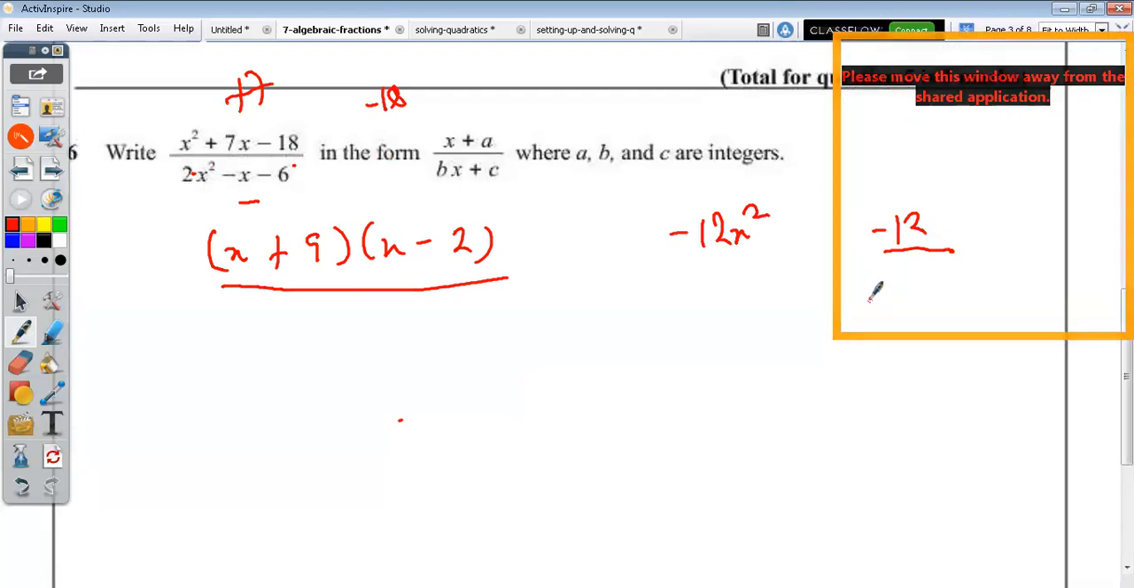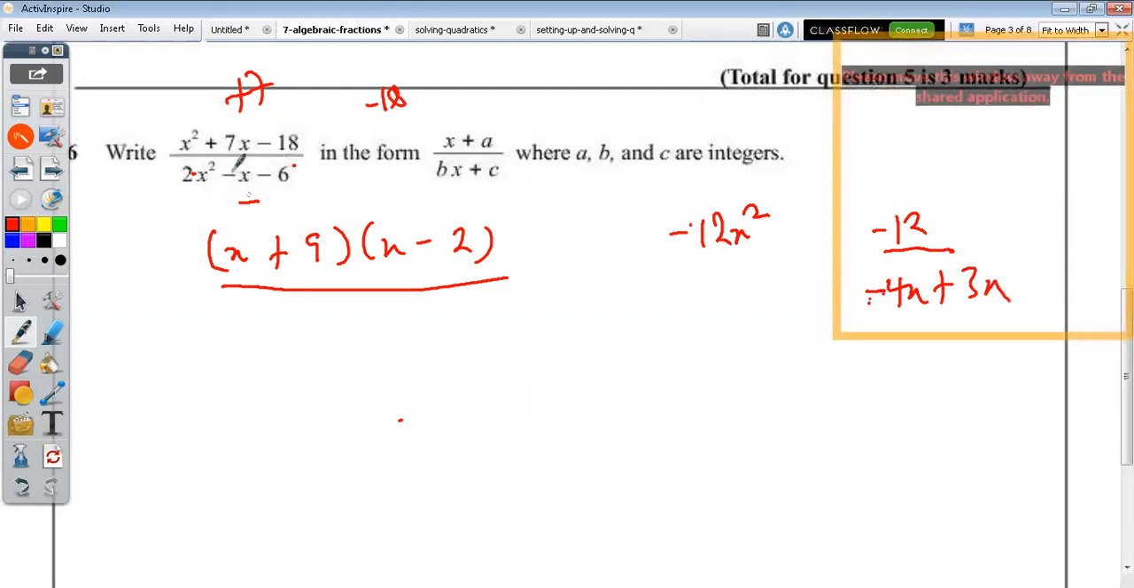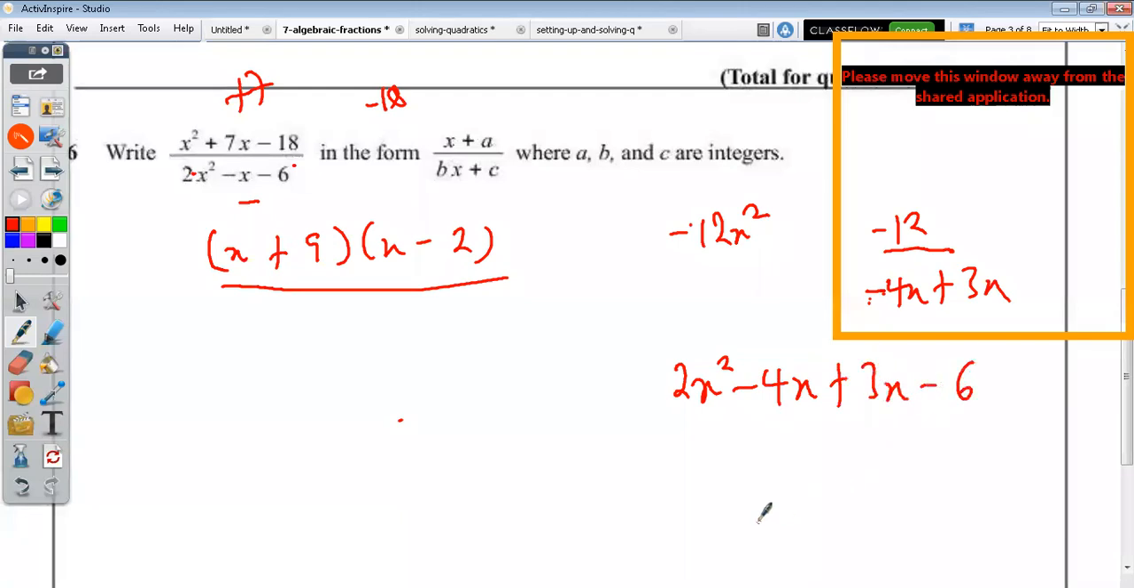Sir, can you say negative 4 plus 3? Yes, negative 4x, yes, plus 3x, correct? Then you replace both. If you multiply them, you get it. If you add them, you get a minus x. Then you replace your middle term, this minus x here, with 2x squared minus 4x plus 3x, as you said, minus 6.